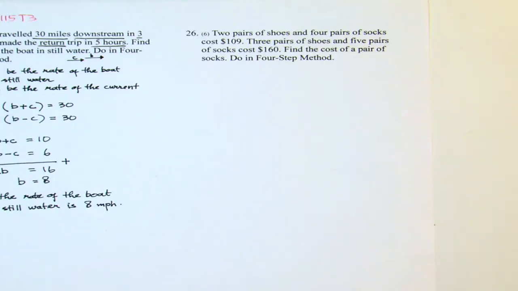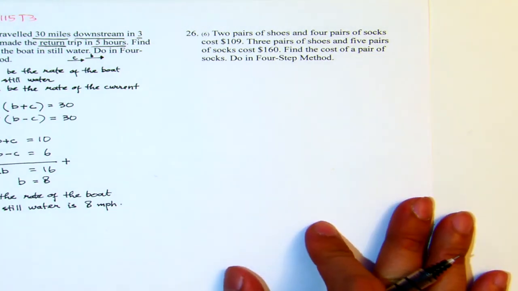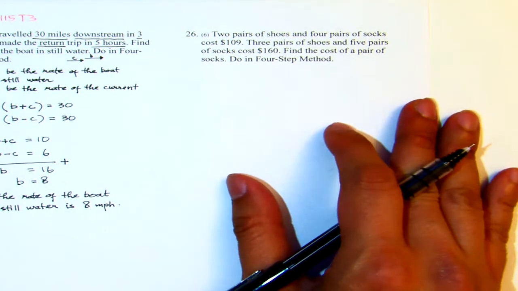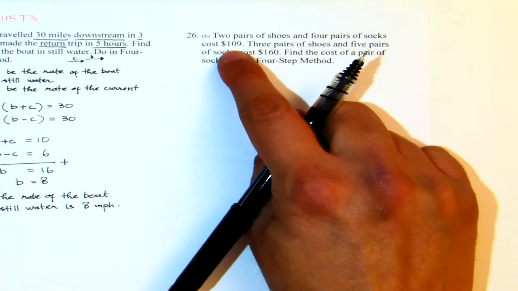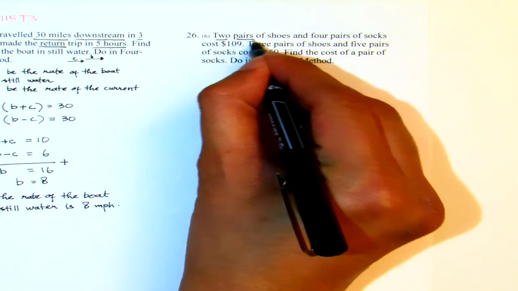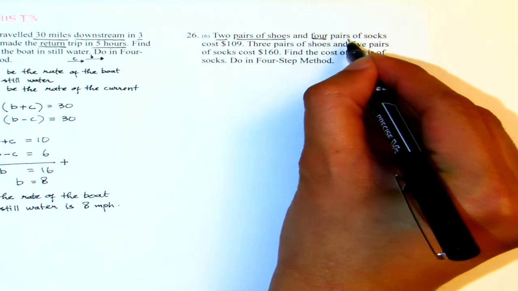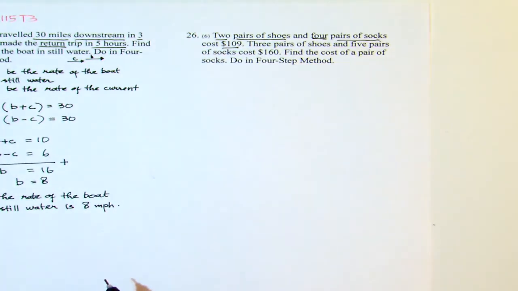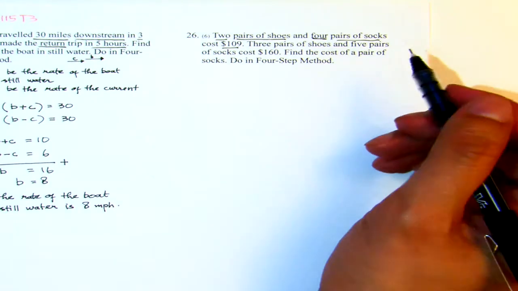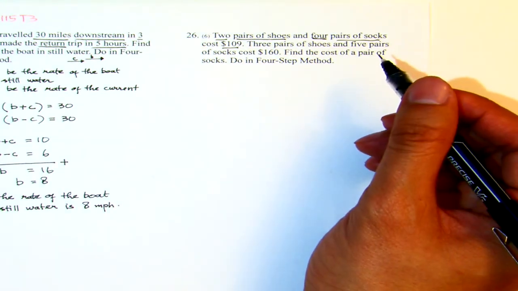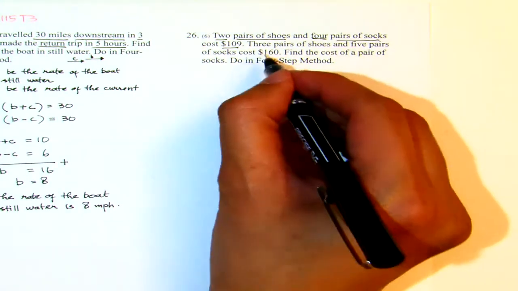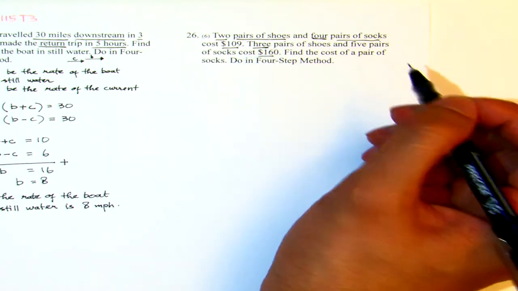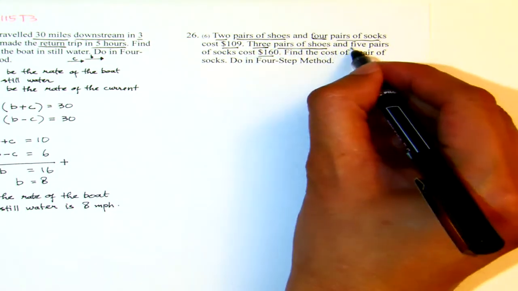Now let's take a look at this Fall 2011 Math 115 Test 3 number 26. 2 pairs of shoes and 4 pairs of socks cost 109. And 3 pairs of shoes and 5 pairs of socks cost 160.